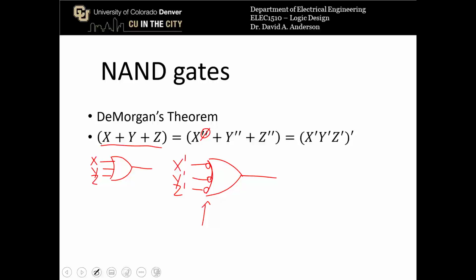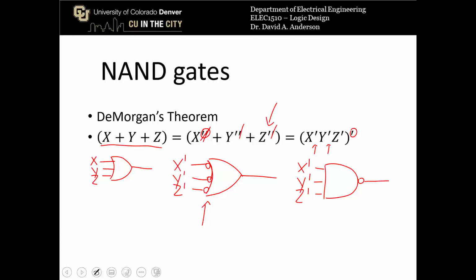Now, when I apply DeMorgan's theorem to this function, I get rid of one of the complements for each input variable, and then I change the operation to AND instead of OR, and then I complement the output. That's what DeMorgan's theorem does. And so now, drawn as a circuit, this would look like x prime, y prime, z prime as inputs to a NAND gate.